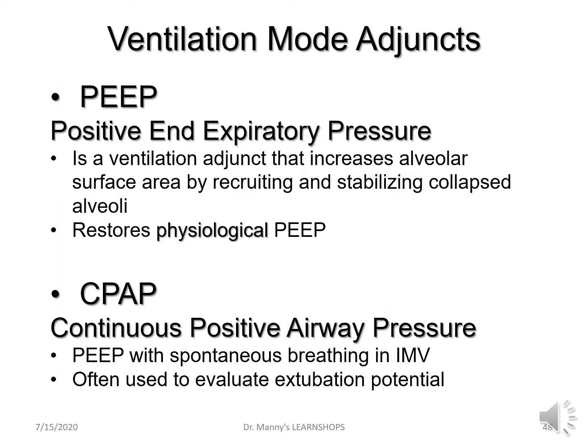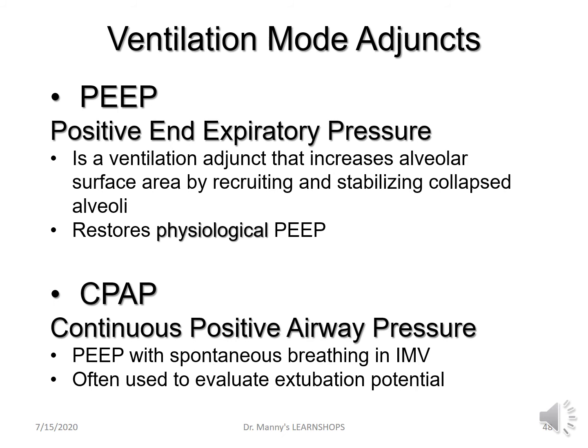There are also ventilation mode adjuncts such as PEEP or CPAP. PEEP is positive end expiratory pressure, and this is a ventilation adjunct that is used in all patients that are on invasive mechanical ventilation. And it increases the surface area by recruiting and stabilising collapsed alveoli. It can open bronchioles. It restores what we term physiological PEEP, which again is a pressure in our normal airways that prevents airway collapse and alveolar collapse.